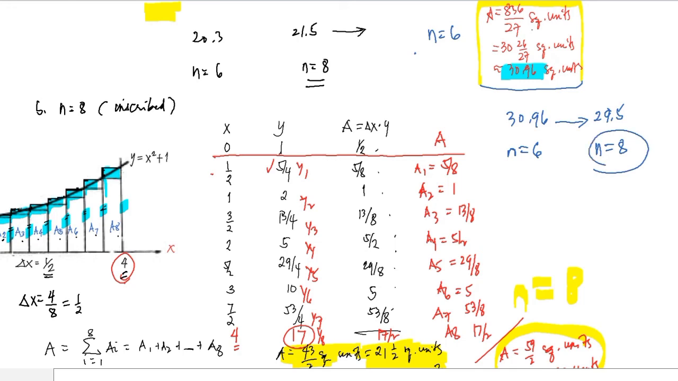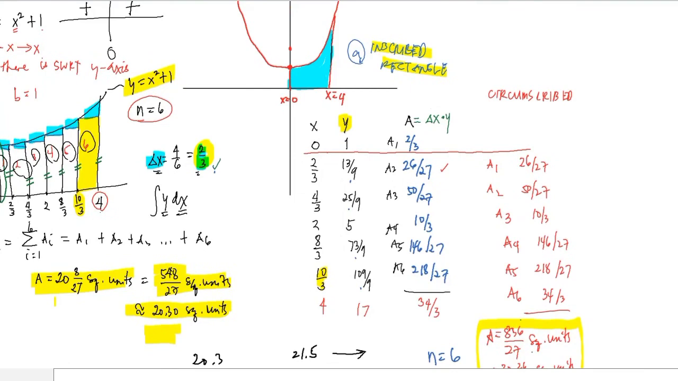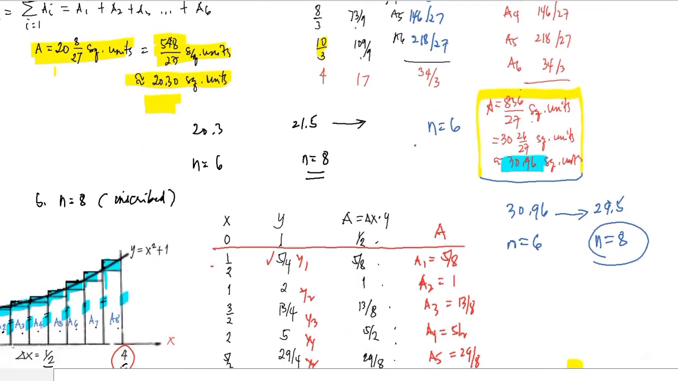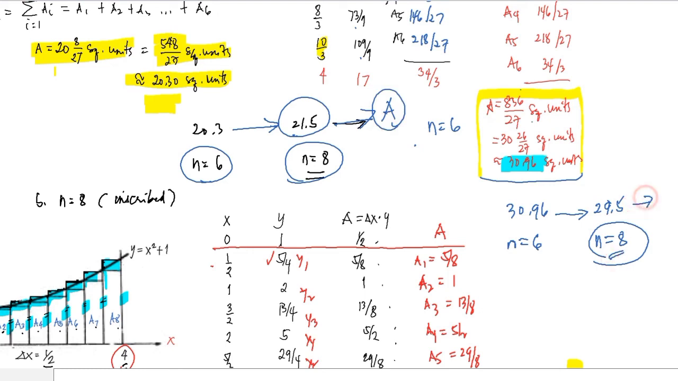Para dun kanina, naman sa inscribe, habang dumadami yung sagot natin ay lumalaki naman siya, no? So, ito sa 6, ito sa 8, no? Si 20, papuntang 21, lumalaki siya. Palaki siya ng palaki hanggang makarating siya dun sa true value na 25.3. Dito naman, habang dumadami yung number of n, paliit siya ng paliit hanggang mapunta siya doon sa true value natin na 25.333.